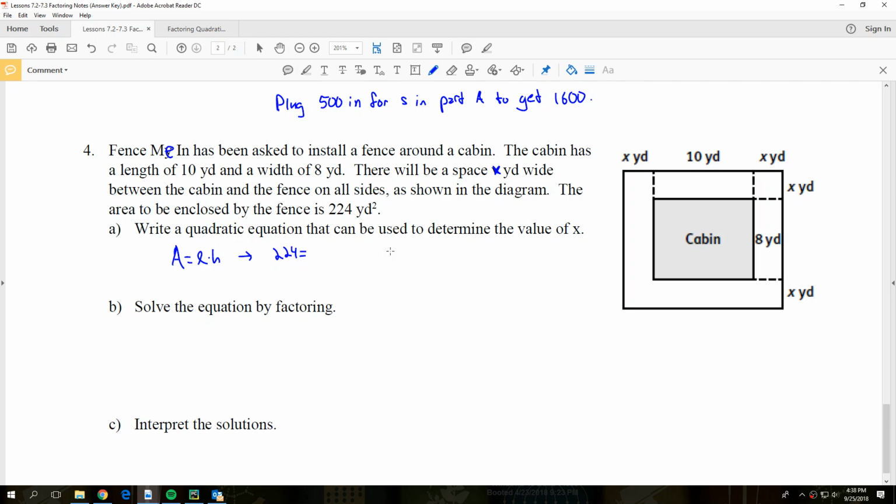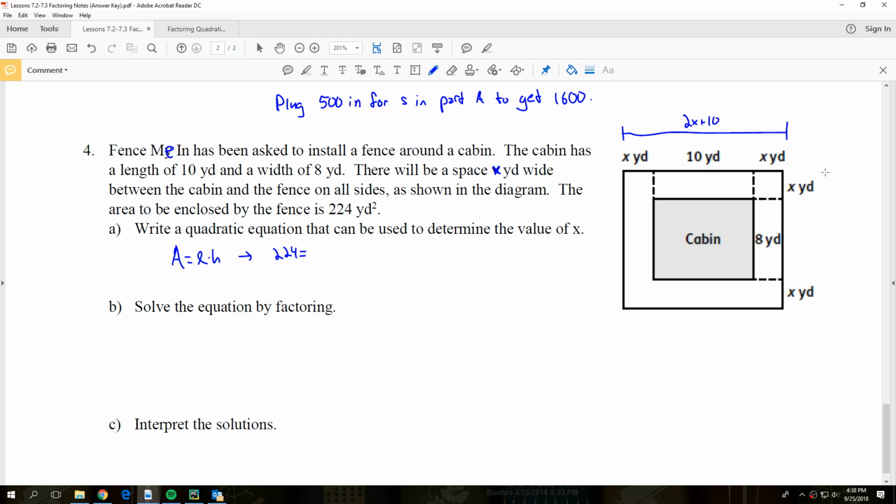And our length, in this case, the whole length is going to be 10 yards plus x plus another x. So we'll say 10 plus 2x. And actually, I'm going to flip-flop this around. I'm actually going to say this is 2x plus 10. That's just a little foreshadowing, because I know I'm going to have to multiply these out, and I want my x squared to appear in the front. So that's really all it is.